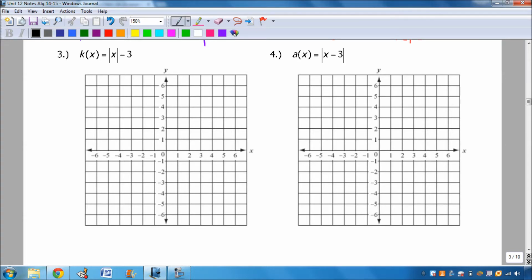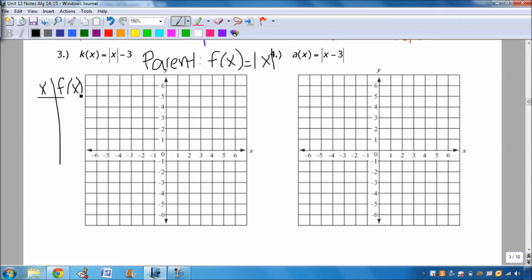So I need to figure out what my parent function is going to be. My parent function is going to be f of x equals the absolute value of x. So I'm going to create a chart so I know where to graph out these values. I'm going to go from -2 all the way out to +2. And the absolute value of -2 is +2. The absolute value of -1 is 1. The absolute value of 0 is 0. The absolute value of 1 is 1. And the absolute value of 2 is 2. So then all I have to do is just graph it out.